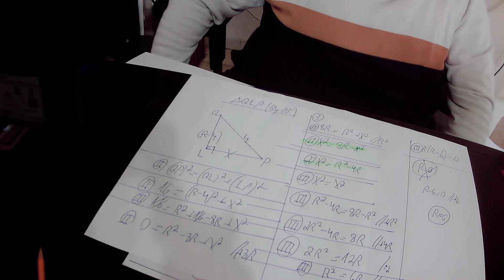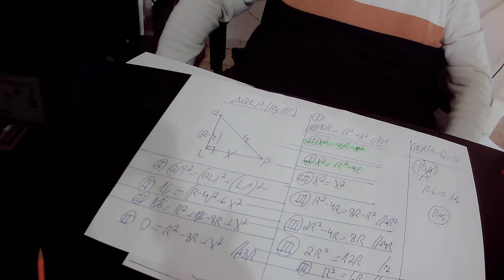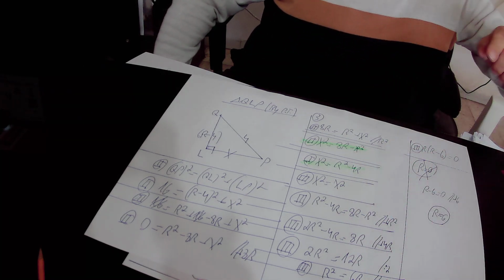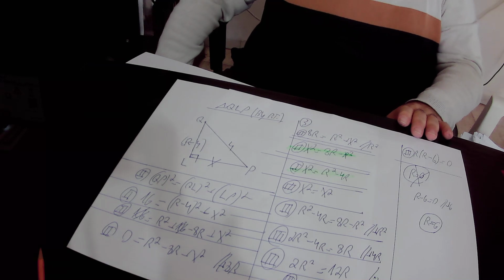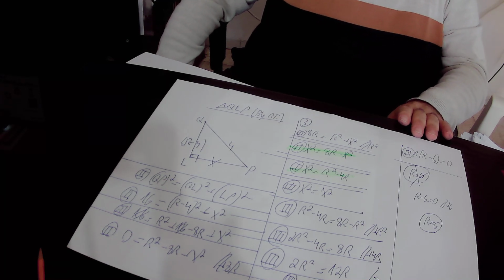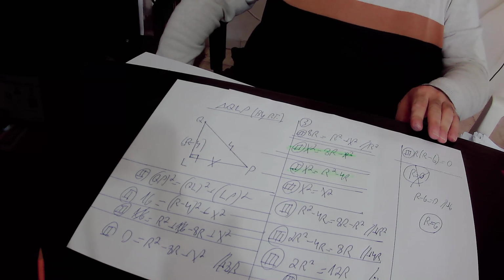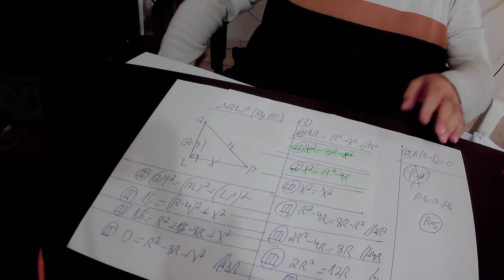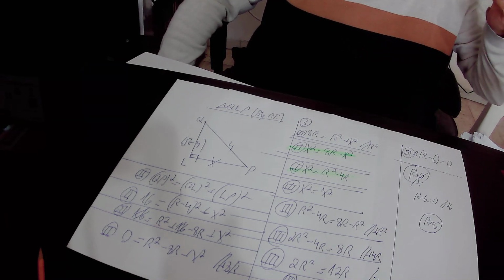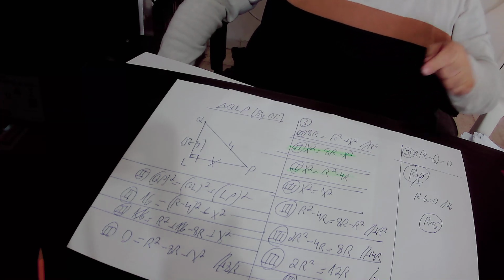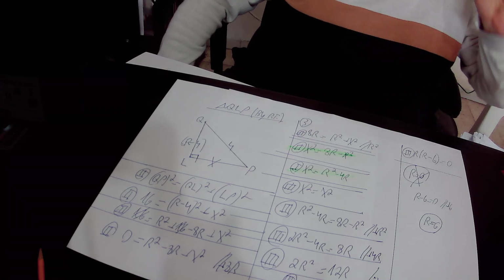Here we took R as a common factor out of those two expressions. So R is a common factor. What is left from R square after we took from it R as a common factor? What is left is actually R. And what is left from minus 6R after we took from it R as a common factor? What is left is actually minus 6. So in conclusion, we found out that according to equation number 3, R times R minus 6 equals to 0.